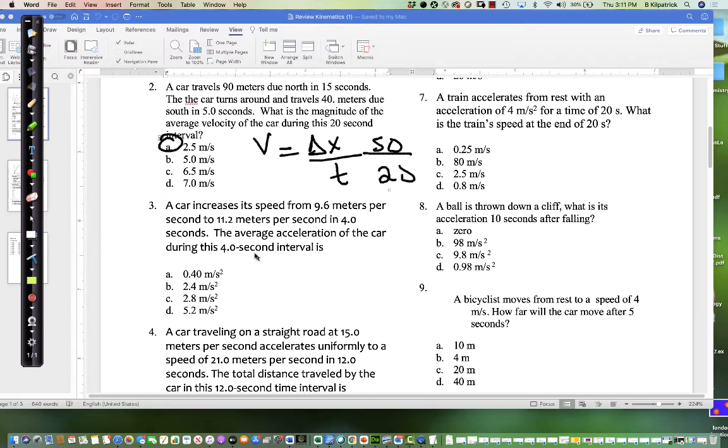What if it was asking for the speed? What would you do? Add 90 over 15 plus 40 over 5. Well, okay, what's the difference between speed and velocity? Direction, right? So if we are looking for the distance, what is the distance that this person went? 130. Okay, there is a difference. Watch what's being said. If it's asking for the speed, the displacement will not be 50. So it would be 130 divided by 20 seconds.